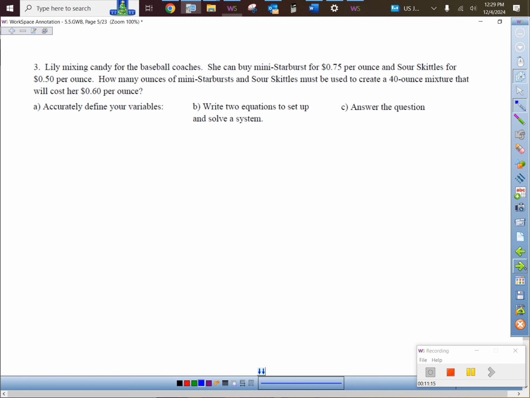First, let's define our variables. What are the candies she's mixing together? Mini Starburst and sour Skittles. What about them, though? Are we doing pounds of it, ounces of it, cost of it? What are we doing? So let's do ounces, and that is abbreviated OZ, by the way. I'm going back to X's and Y's. You could have done X's and Y's on the last one. I just wanted to mix it up and throw some A's and B's in there, because one of them's called solution A, the other one's called solution B.